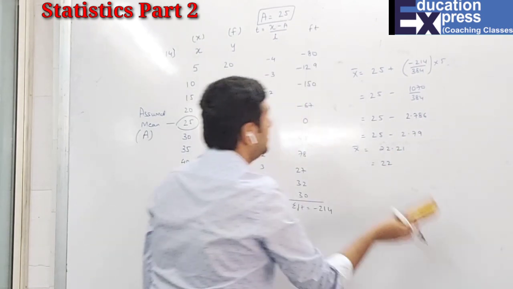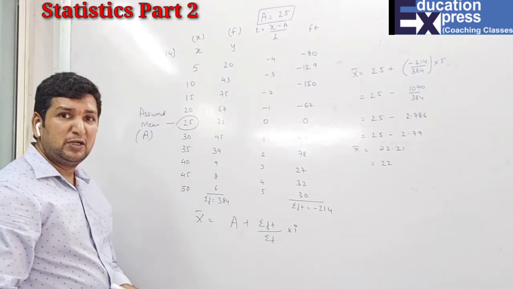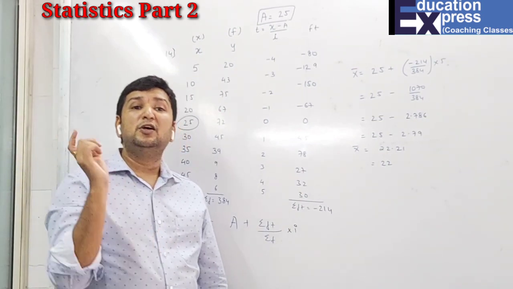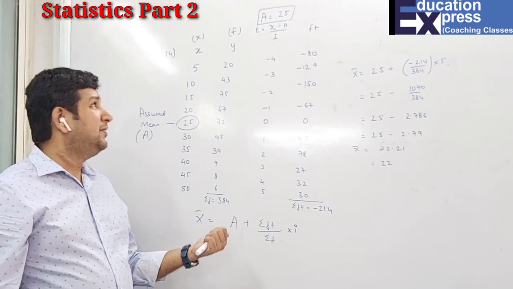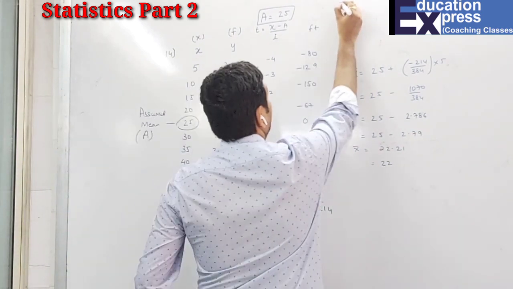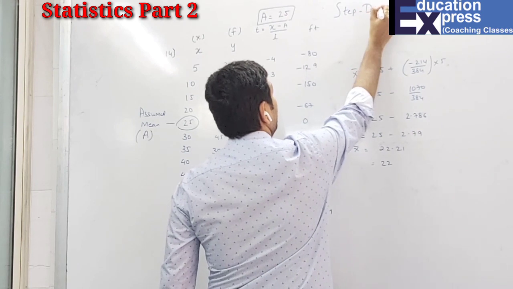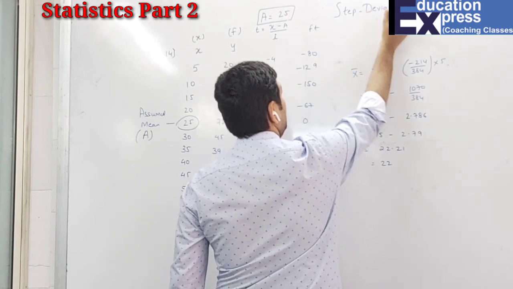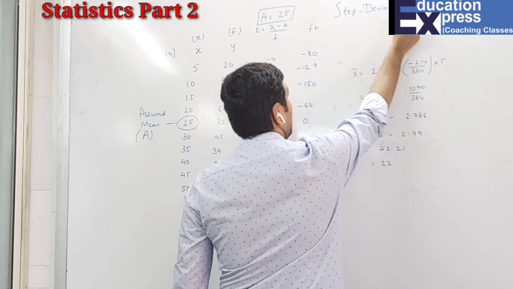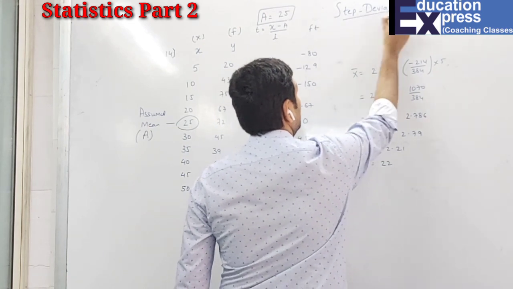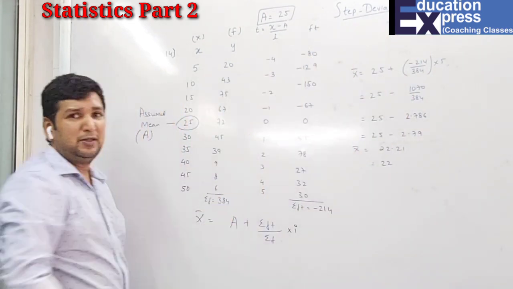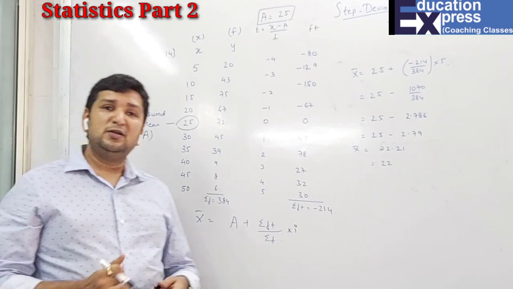So question number 14 is also done. Now question number 15, which is again a different method, that is a shortcut method. Which method will this be, students? Step deviation method. And now we'll do the assumed mean method. This is the step deviation method. Please note it down. And now let's start with the shortcut method.